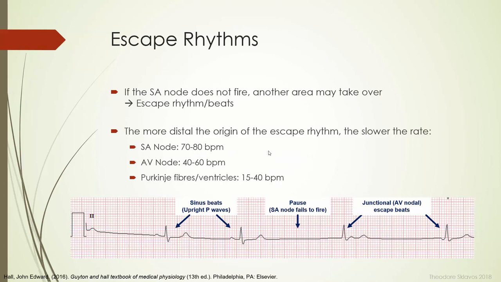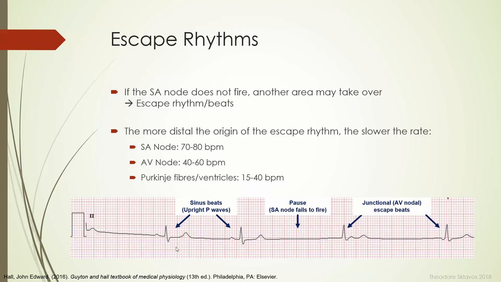By being the fastest to fire, it usually is in control of the heart, and that's why the normal rhythm is sinus rhythm, okay, because the sinus node is usually the fastest part to be depolarizing. So the intrinsic rate of the sinus node is about 70 to 80 beats per minute. The AV node is only 40 to 60 beats per minute. And the Purkinje fibers and the ventricles themselves, 15 to 40 beats per minute, so quite slow.